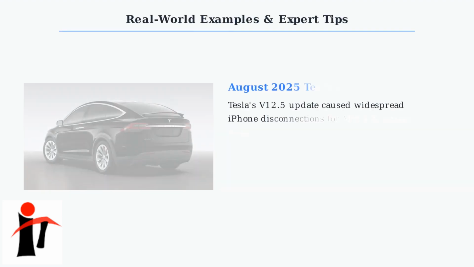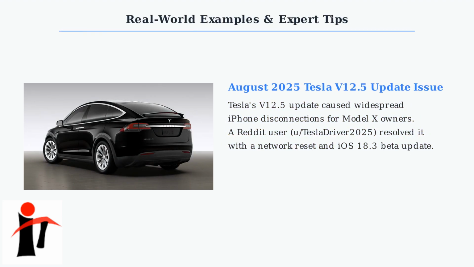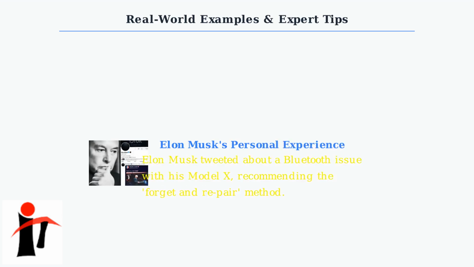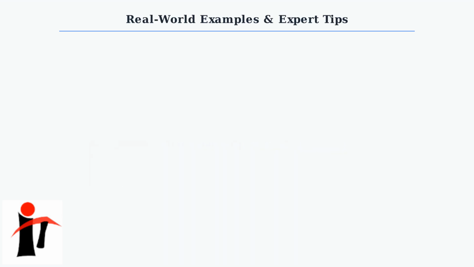Real-world examples demonstrate how common Bluetooth issues between iPhones and Tesla Model X vehicles can be resolved. In August 2025, Tesla's V12.5 software update caused widespread disconnections. One Reddit user, u/TeslaDriver2025, successfully fixed the problem by performing a network reset on their Model X and updating to iOS 18.3 beta. Even Elon Musk experienced this issue personally with his Model X. He tweeted about the problem and recommended the simple forget and repair method, which helped many users quickly restore their connections.